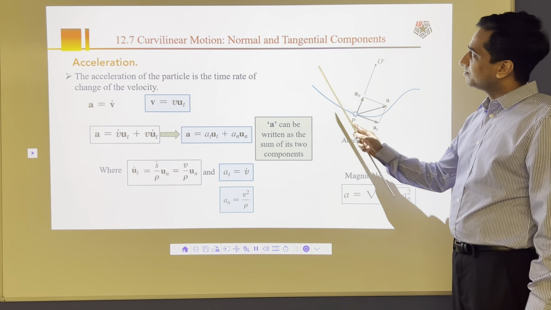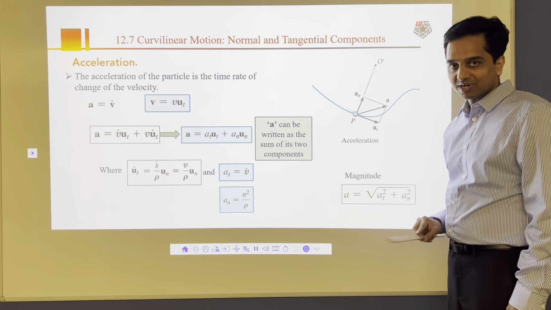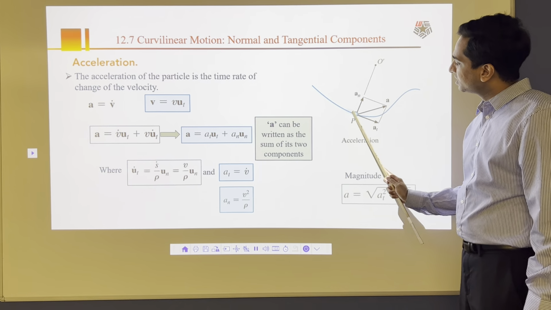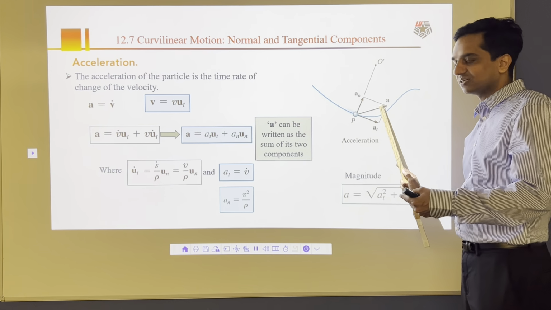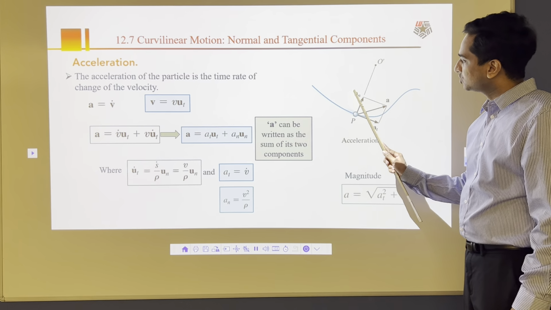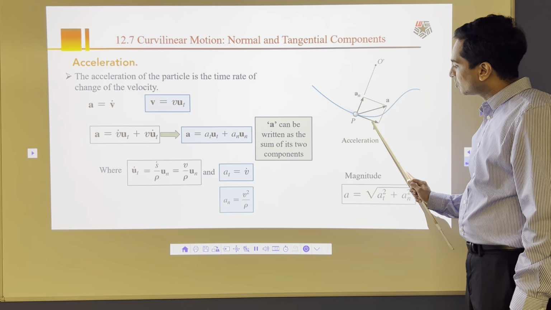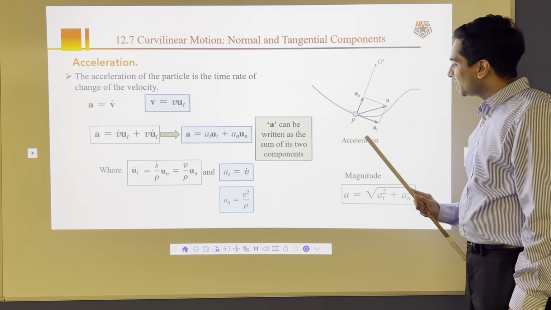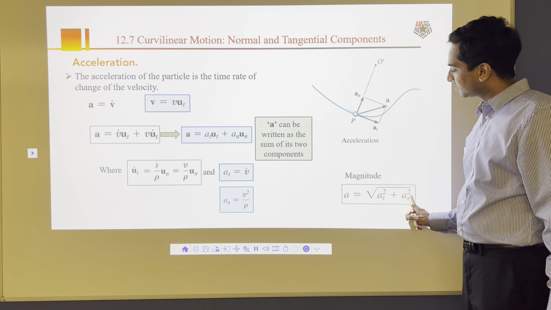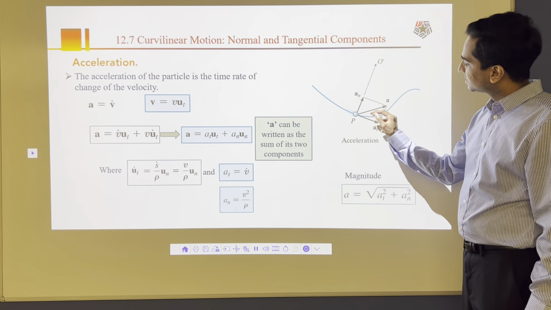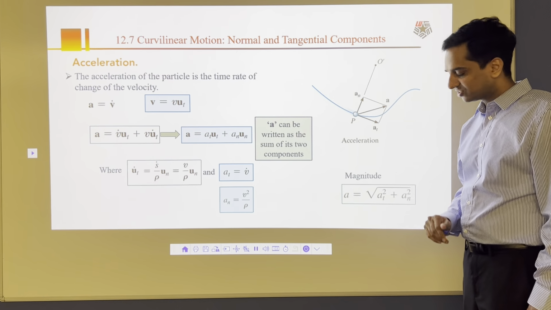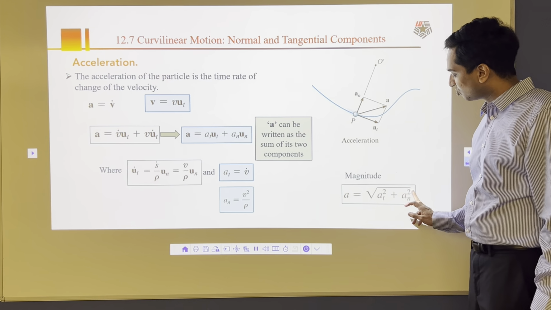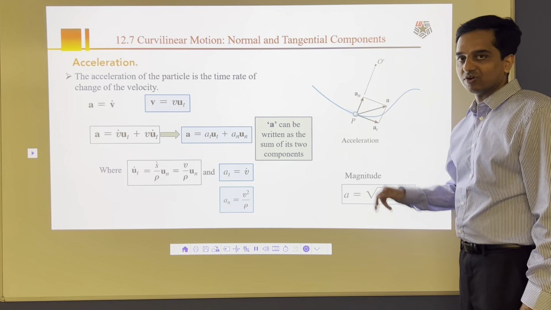Most of the time, whenever you deal with these normal and tangential component problems, we are more interested in the acceleration part. It means you have to do a calculation for acceleration. You have to find out the normal component and the tangential component of acceleration, and once you have that, you can use Pythagoras, a_t squared plus a_n squared, and then you can find out its actual acceleration. So that's the general idea. You have to figure out what a_t is and what a_n is, and once you know that, you can calculate the acceleration.